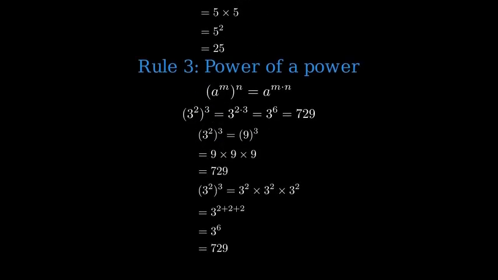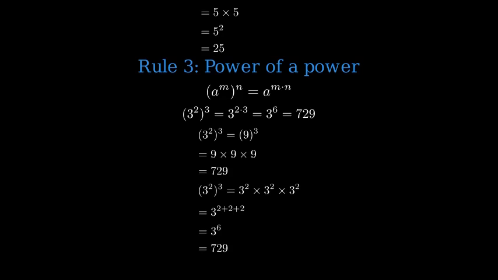Let's see why. 3 squared is 9. When we raise 9 to the third power, we get 9 times 9 times 9, which is 729. Alternatively, we can think of this as 3 squared 3 times. This gives us 3 to the power of 6, which is also 729.